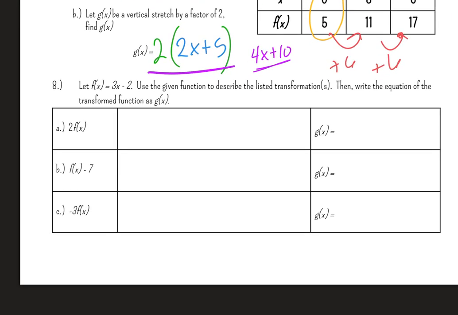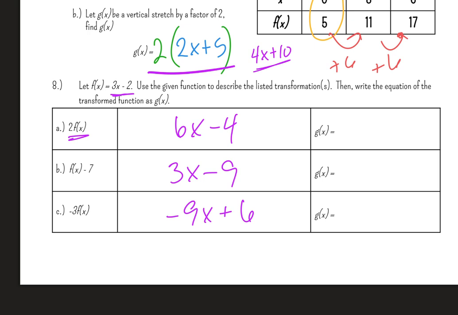Let f equal 3x minus 2. Use the given function to describe the listed transformations, then write the equation of the transformed function as g of x. So first of all, 2f of x would be 6x minus 4. f of x minus 7 would be 3x minus 9. Negative 3f of x would be negative 9x plus 6.